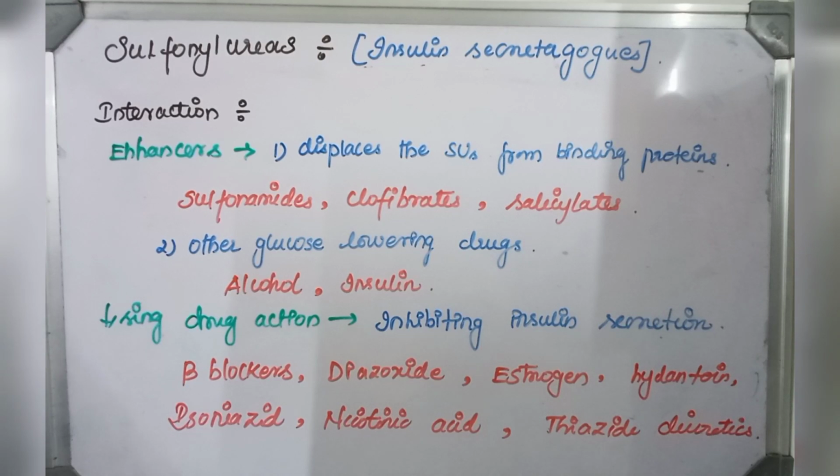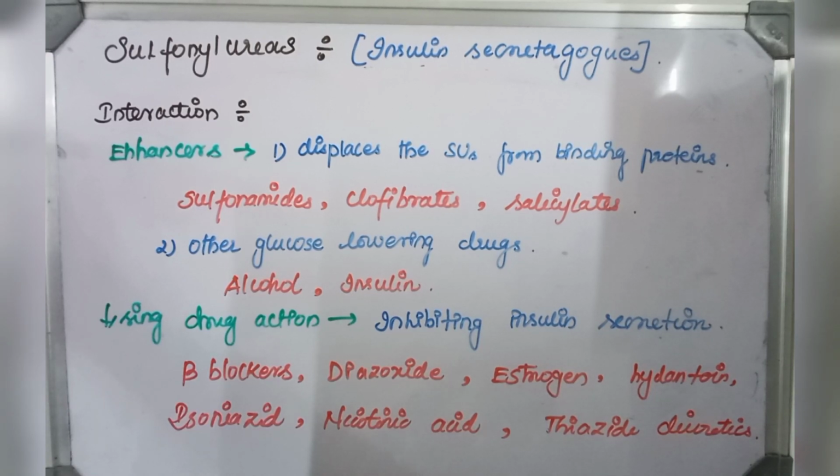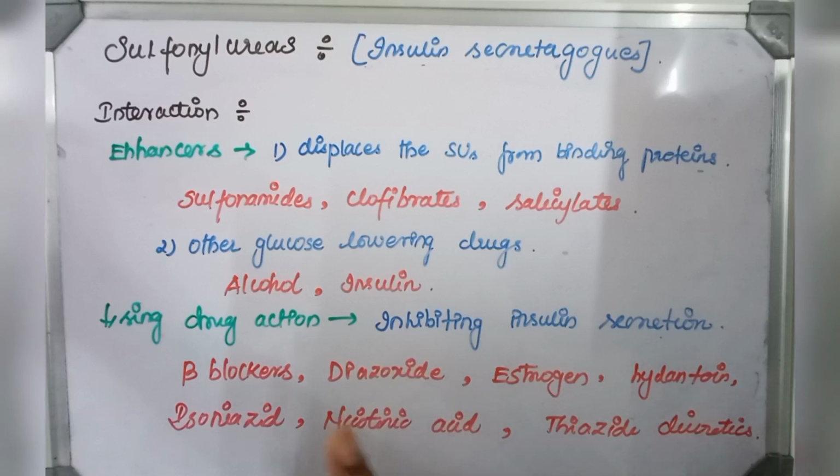Let us see the interactions of sulfonylureas. Sulfonylureas have a wide range of interactions with drugs, which can both enhance and decrease the drug's action. First, the enhancers. There are two groups: drugs that displace sulfonylureas from plasma protein binding, and other glucose lowering drugs.